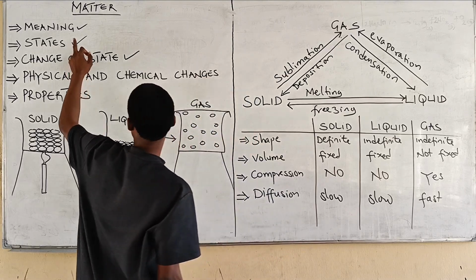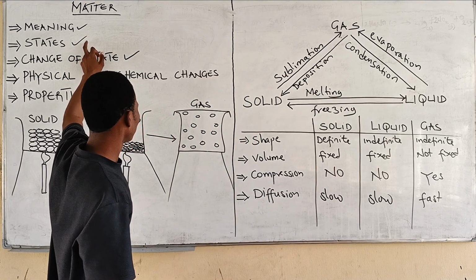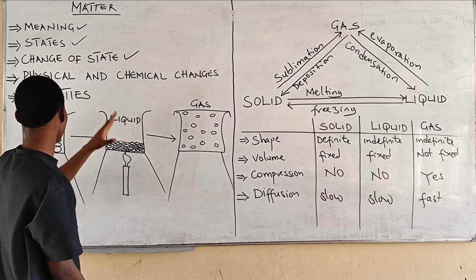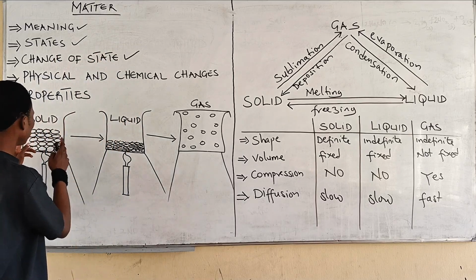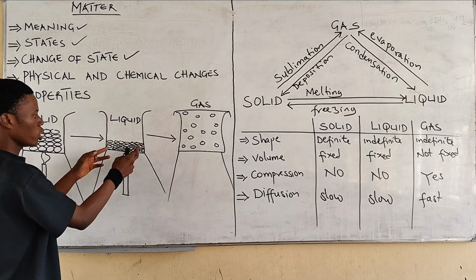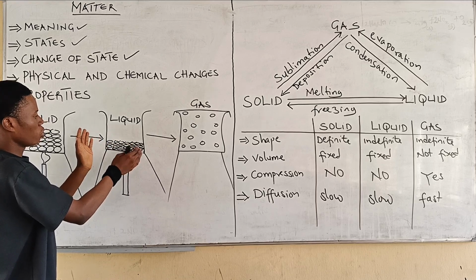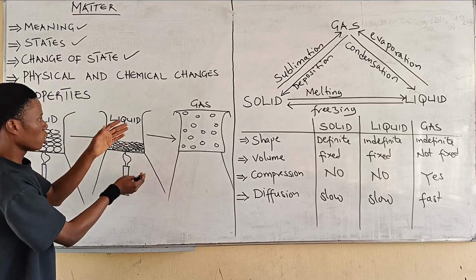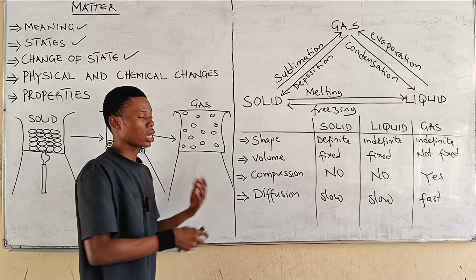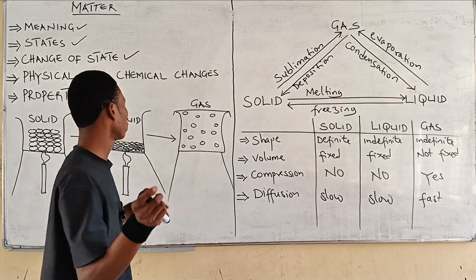So we've looked at the meaning of matter and the states of matter. From this diagram you can see how the shape of the solid is definite, the volume is definite. The liquid has definite volume, but not definite shape, because if you bend this container it will bend with it. Now the gas does not have definite shape, and does not have definite volume. The molecules are just moving up and down.